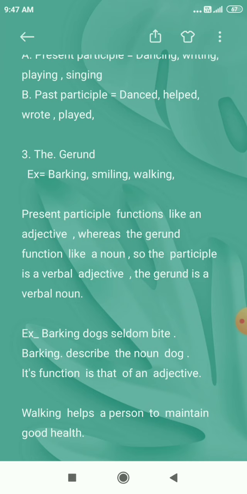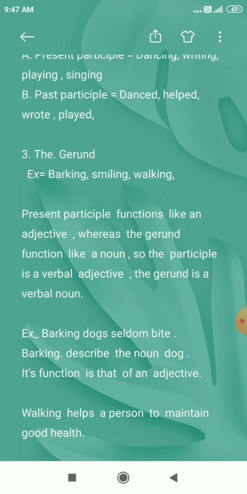Walking helps a person to maintain good health. Here, walk is the verb and it is acting like a noun and it comes before the verb helps. So it is a verbal noun. Walking helps a person to maintain good health.